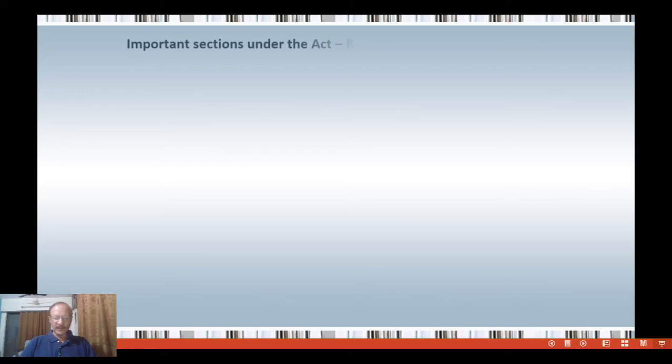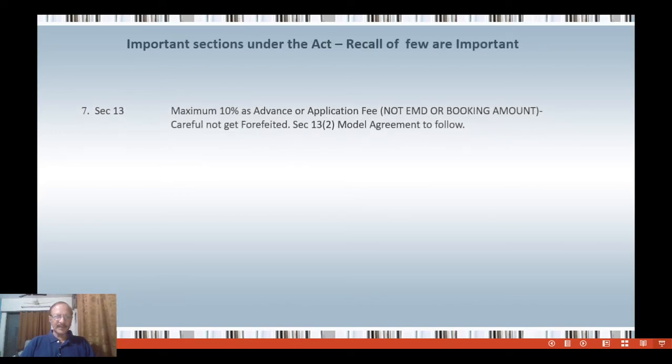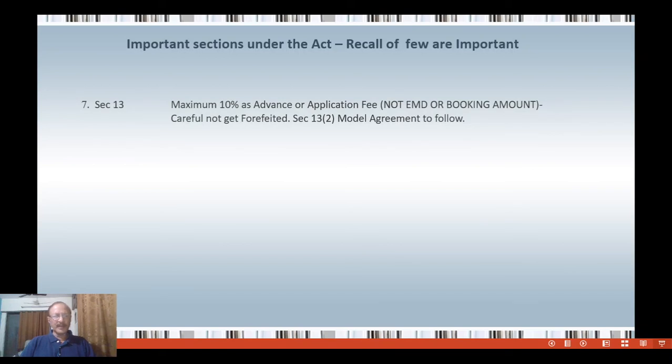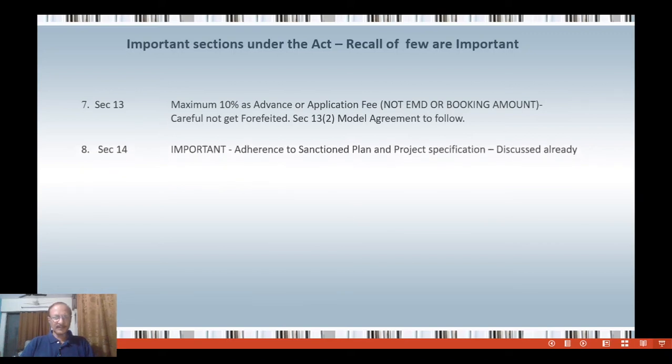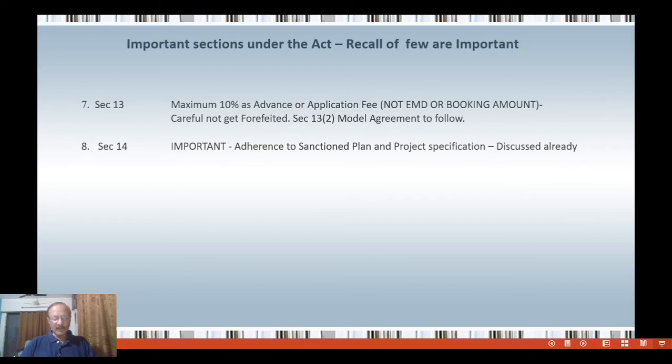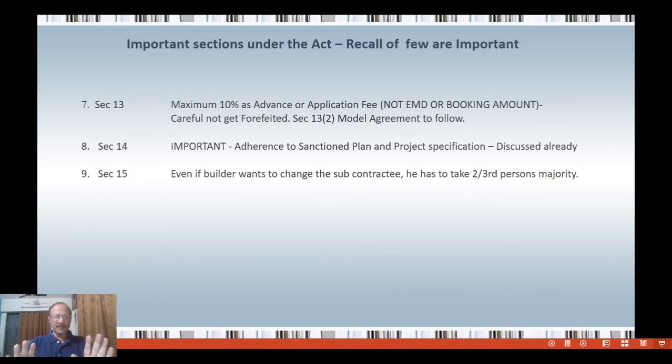The next one is section 13. Section 13 says you can't take more than 10% advance. He can't take more than 10% as advance. He can take up to 9% or even 10%, but he has to first do the agreement and register the agreement. Only after that can he take anything above that. So, that was very, very clear.